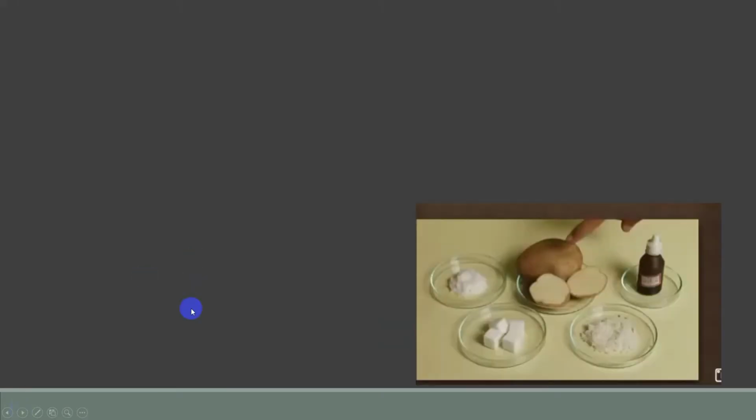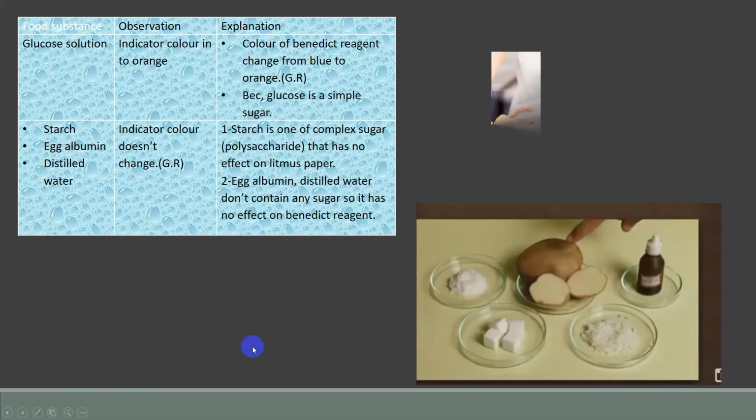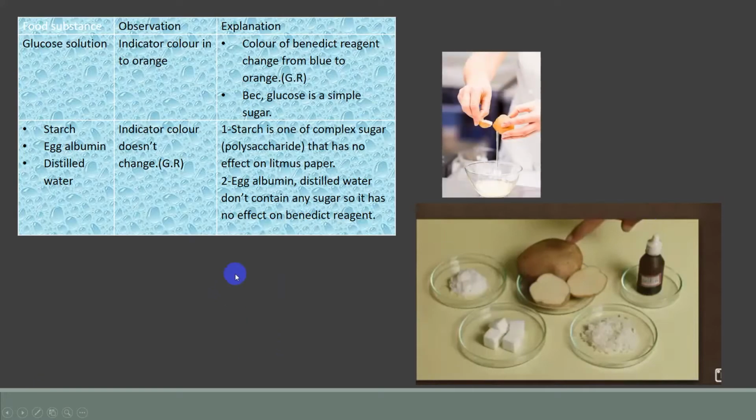Let's take another experiment, and this time we are testing for starch. Starch is a polysaccharide or a complex sugar, tested by using the iodine solution, recognizing that the iodine solution color will change to dark blue. Okay, I think we did this before. Here the egg albumin, and here the starch. The butter, and rice also contains starch.